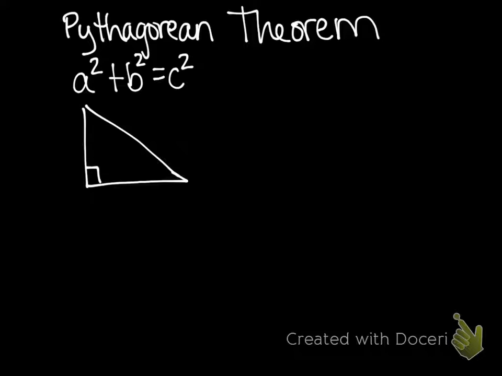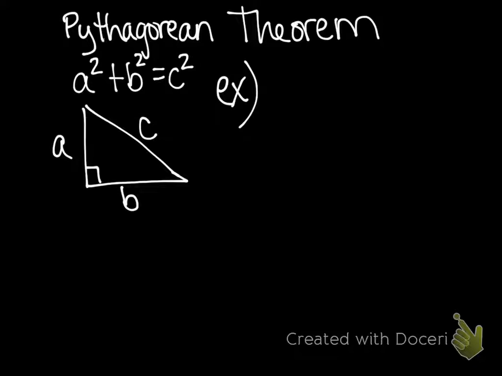It's across from the right angle. It's the longest side, not the smallest line or the leg. Do we all remember using the Pythagorean theorem?